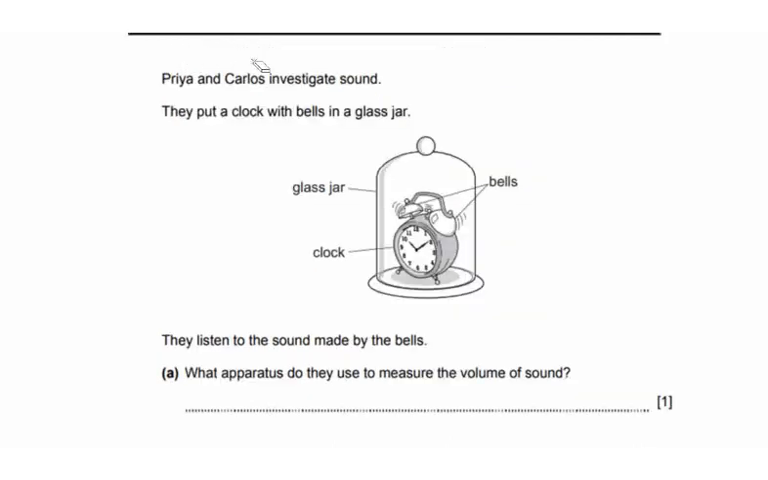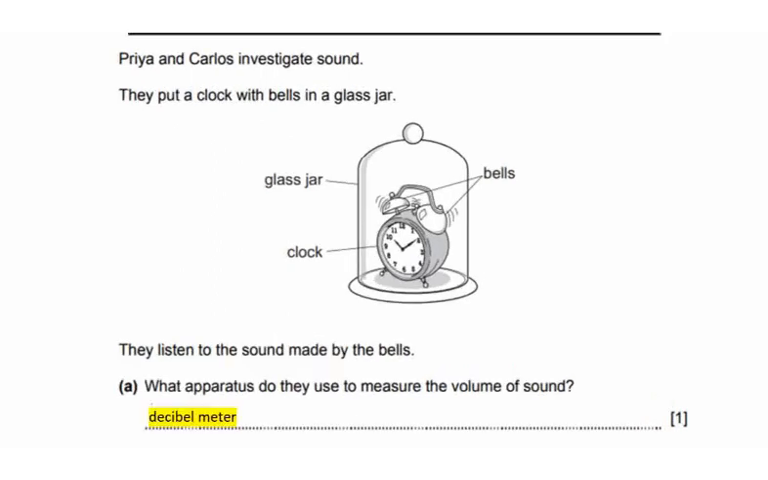Question 4. Priya and Carlos investigate sound. They put a clock with bells in a glass jar and listen to the sound made by the bells. What apparatus do they use to measure the volume of the sound? The answer is decibel meter.